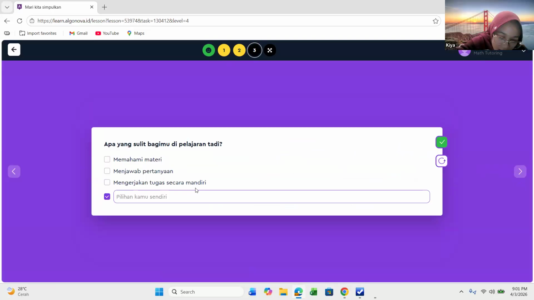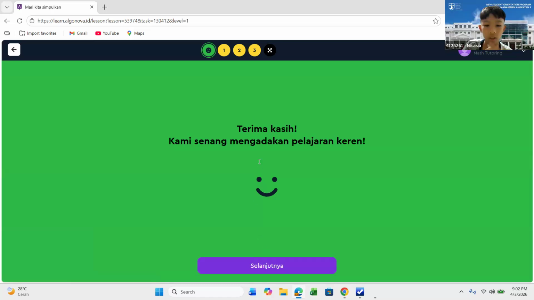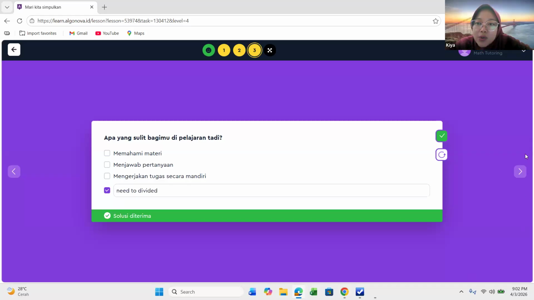What is the most difficult, Jafir, from the questions? Need to divide it. I think when you need to find the simplest form.